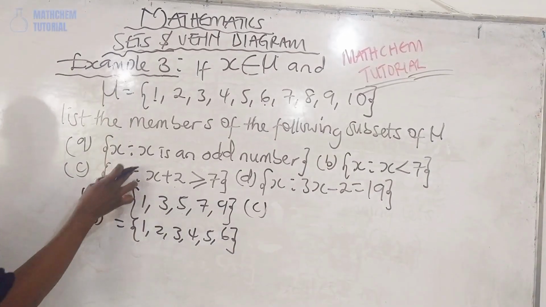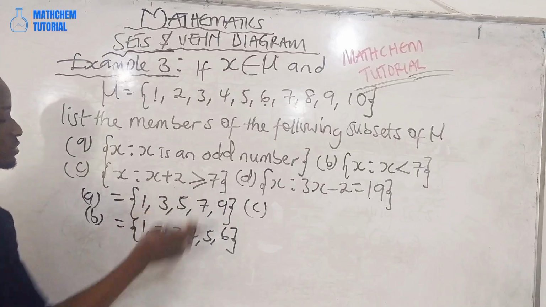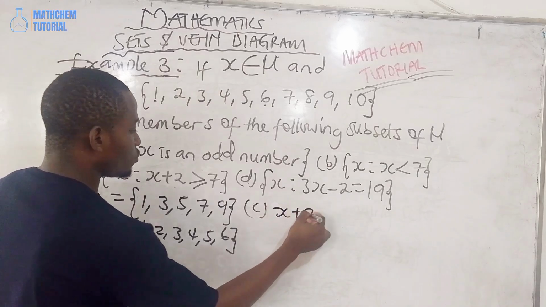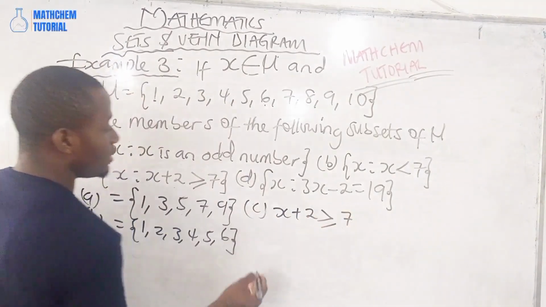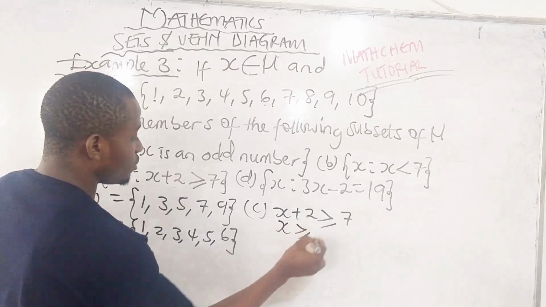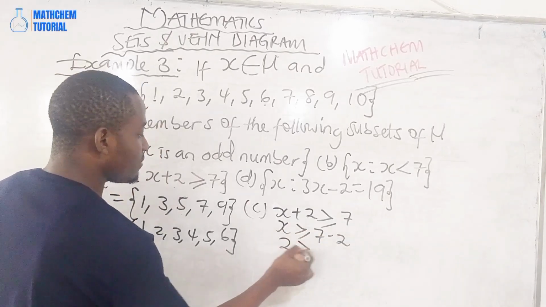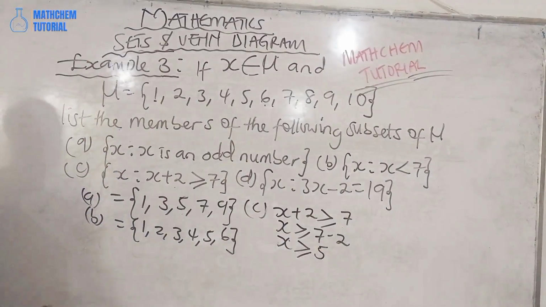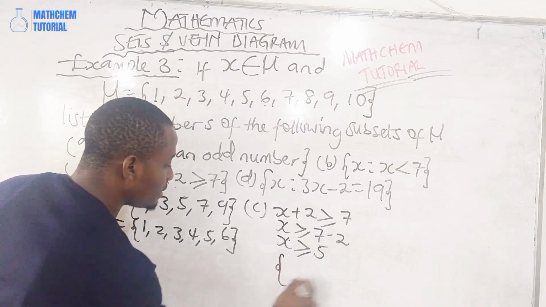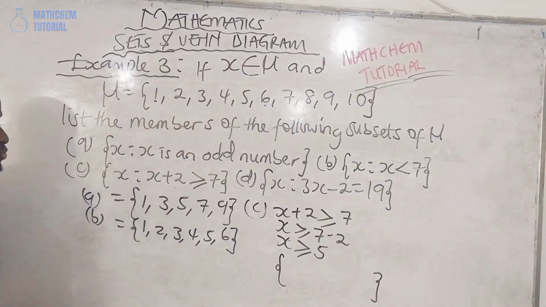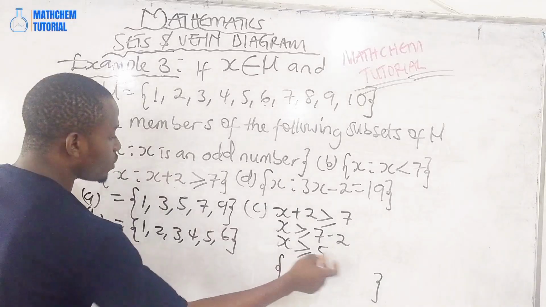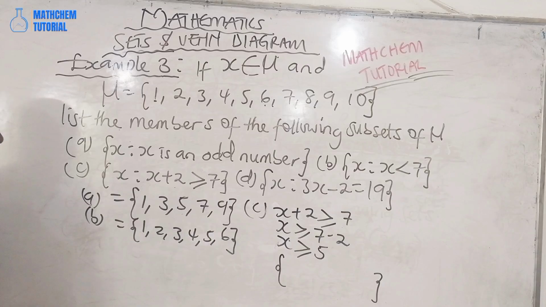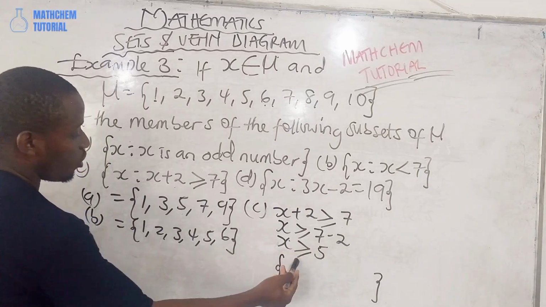This C says that X such that X plus 2 is greater than or equal to 7. So how would I know the members for this particular answer here? I will start by saying X plus 2 is greater than or equal to 7. Then I'll collect my like terms by saying X is greater than or equal to 7 minus 2. And that is X is greater than or equal to 5. So X can be 5 or greater than 5. That is what this is trying to explain to us.